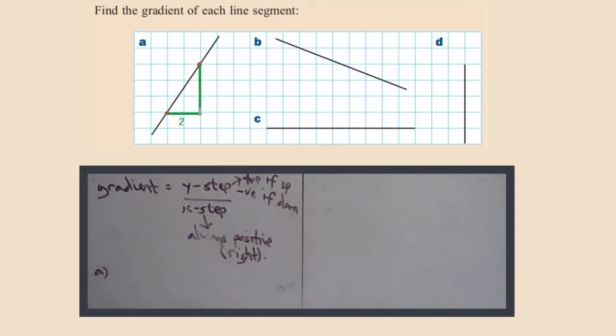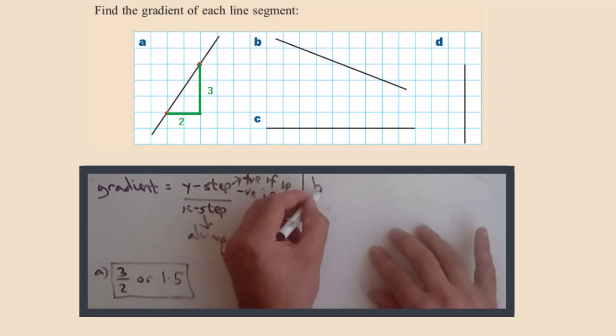And for the y, after we've gone 2 places to the right, we need to go 1, 2, 3 up to get back on the line. We're going up, so y is positive. So that means for line A, the gradient is a y step over x step, which would be 3 over 2. And that's fine. If you want to call it 3 over 2, that's fine. Or you could call it 1.5, something like that.